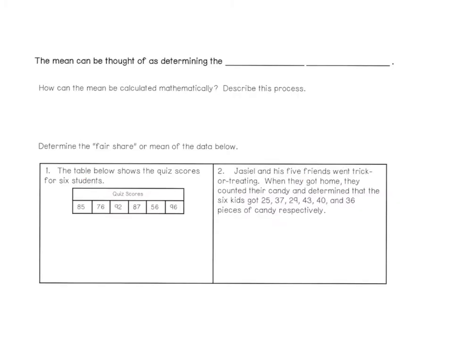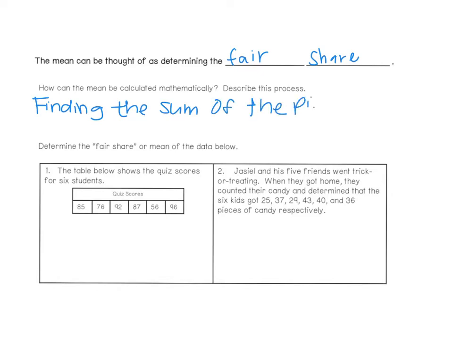The mean can be thought of as determining the fair share. The mean is calculated by finding the sum of the pieces of data and then dividing by the number of pieces you have.